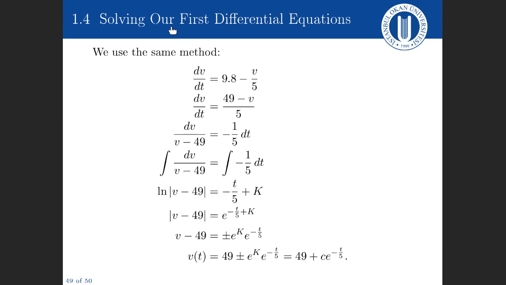Then, just as we did before, we can rearrange this to find that v is equal to 49 plus or minus e to the power k, e to the power minus t over 5. Plus or minus e to the power k is a bit chunky, a bit messy. We can give this unknown number a new name. We can call this c. And then we get the solution: 49 plus constant c, e to the power minus t over 5.